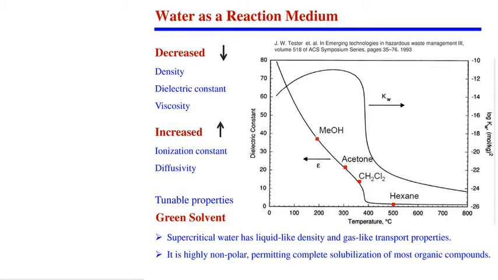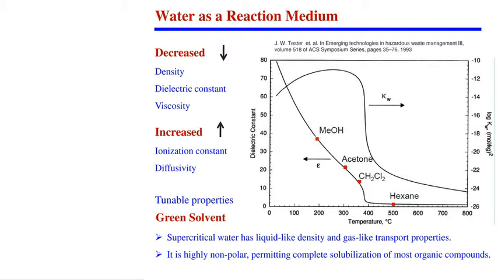That means water in the compressed condition: density goes down, dielectric constant goes down, viscosity goes down. These three are good, important for doing any chemical reaction. Ionization constant goes up, again it's good for hydrolysis and this kind of reactions. Diffusivity increases because of lower density, so again it's good for mass transfer. And all these properties can be tuned, that means tunable properties. Change the temperature or pressure condition, you can change the density, the dielectric constant, viscosity, and you can tune the reaction. So at higher temperature water becomes a green solvent.